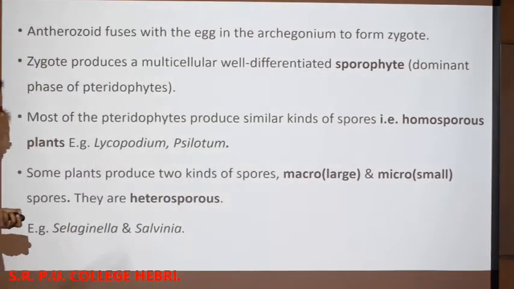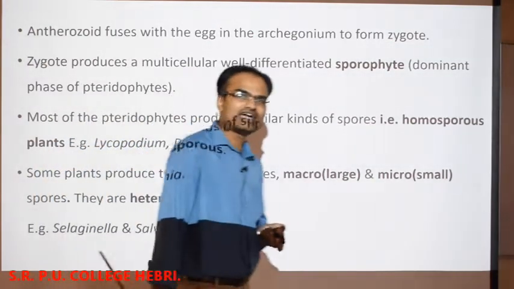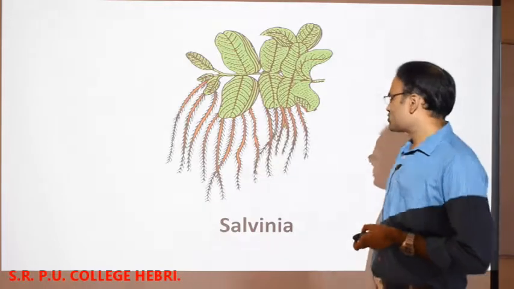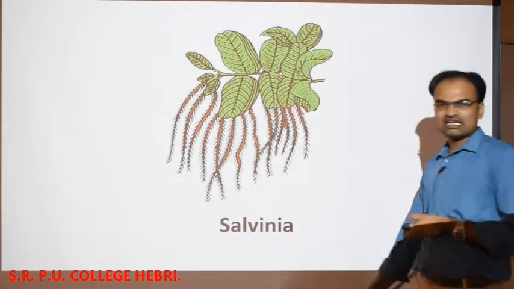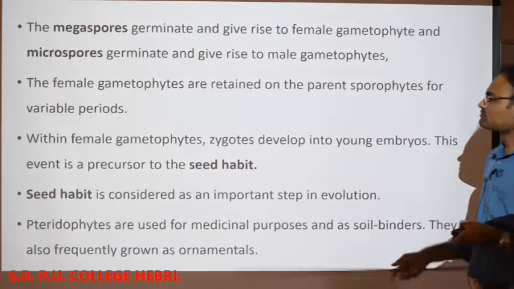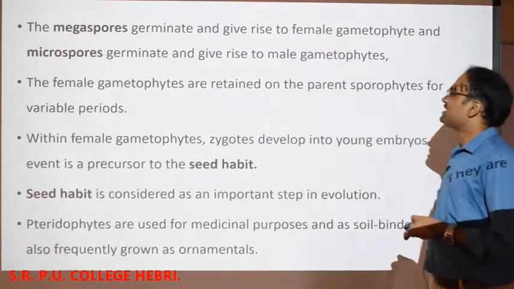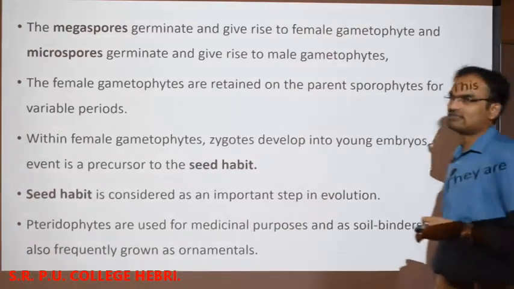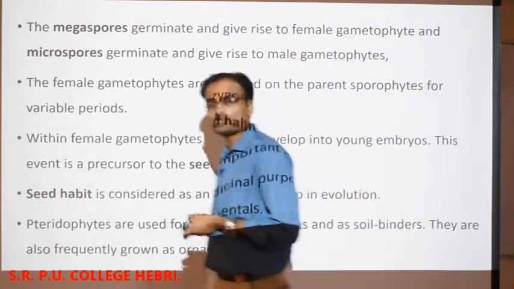For heterosporous plants, examples are Selaginella and Salvinia. So this is the picture of Salvinia as in the textbook. The megaspores germinate and give rise to the female gametophyte. See here, megaspore refers to macrospore.